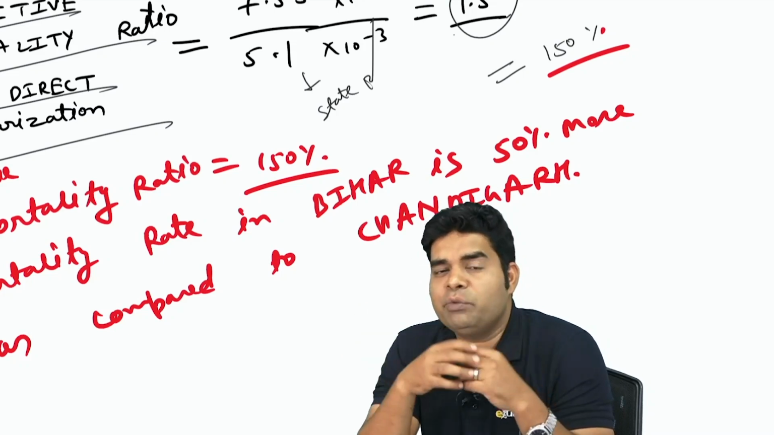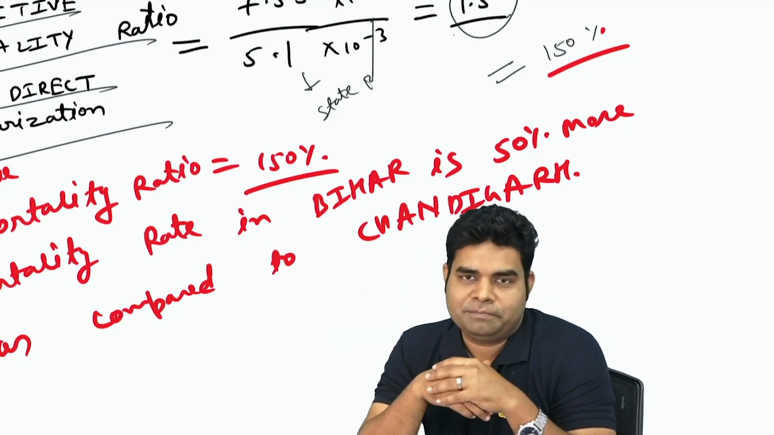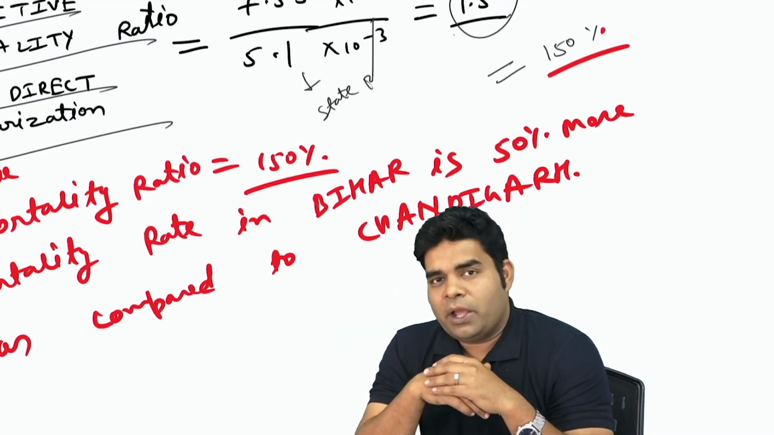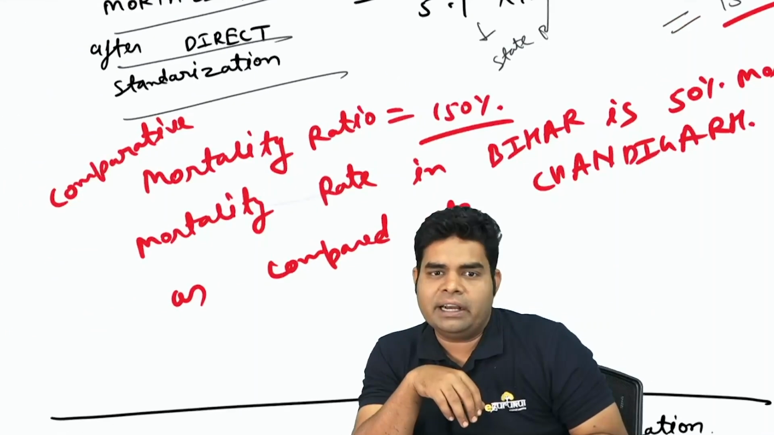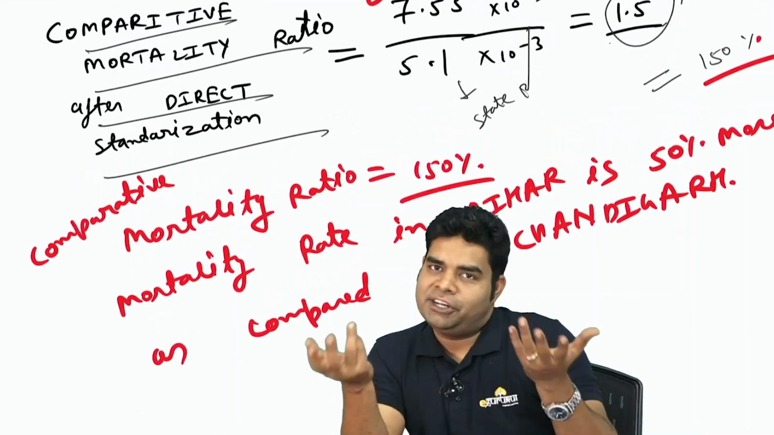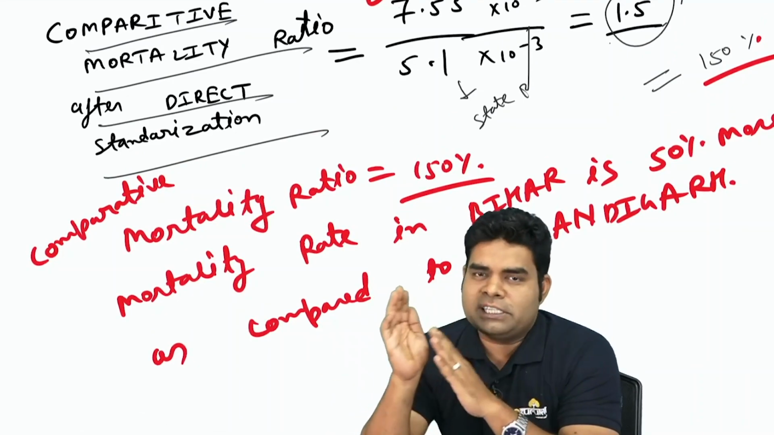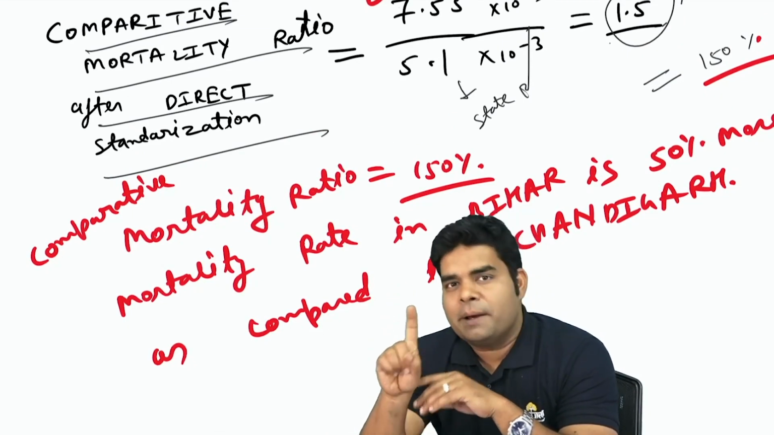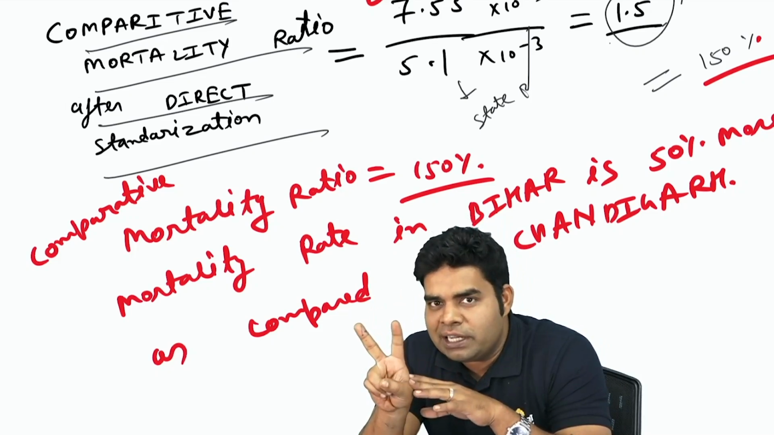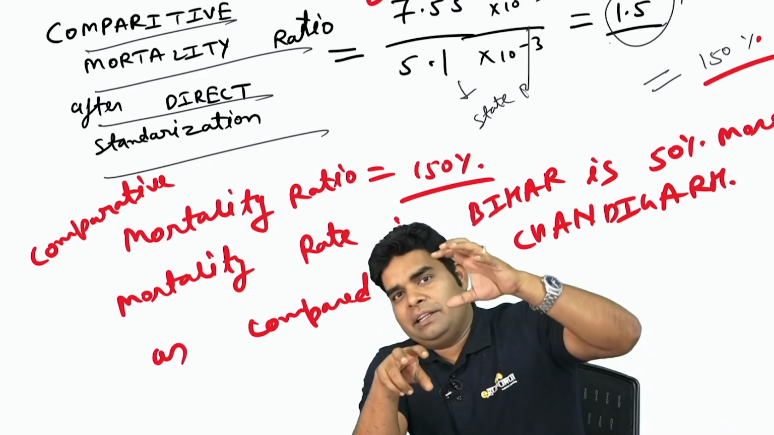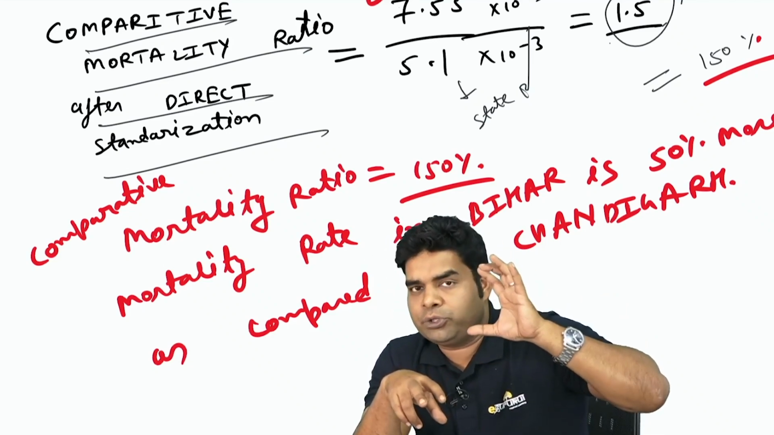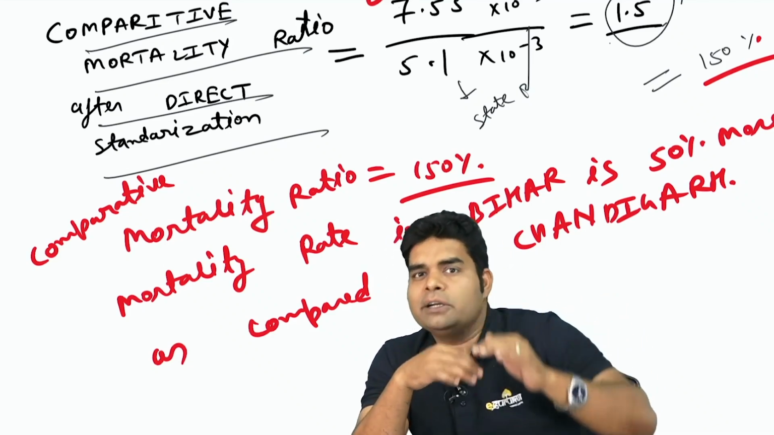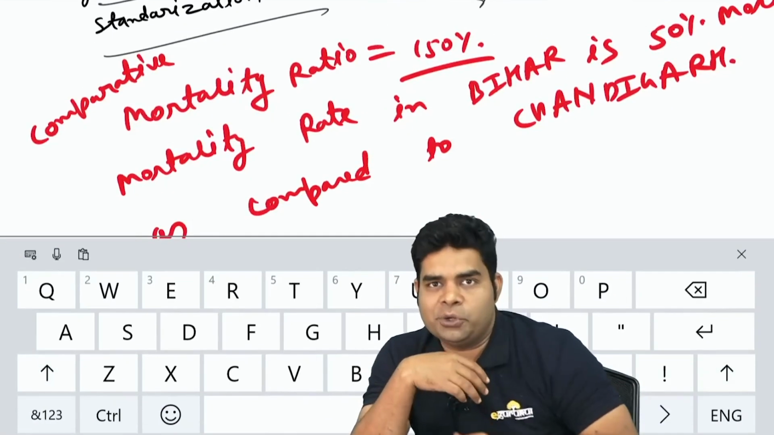And by doing that, we get the expected death. So when we compare the expected death of these two countries, we get the comparative mortality ratio. Simple. So first find the age specific death rate, multiply it with a standard population, and then the result which you will get is the expected death of these two countries or these two states, and you compare it to get the comparative mortality ratio. Okay.